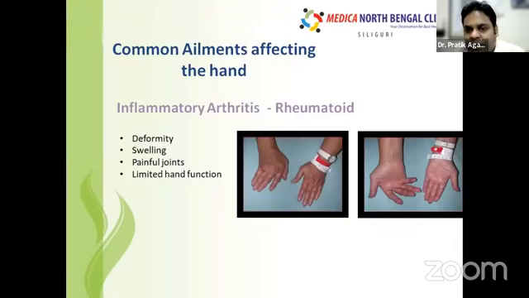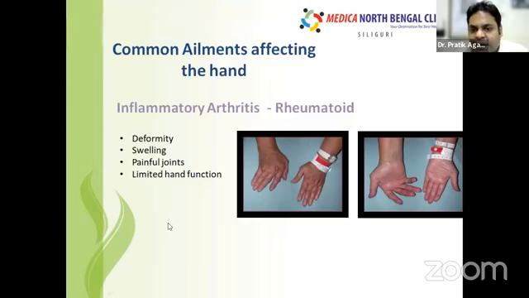Now coming to inflammatory arthritis, which I was already telling you that rheumatoid arthritis is the most common inflammatory arthritis of the hand. It causes different deformities in the hand. There may be swelling, there may be limitation of the movements of the fingers, along with a painful hand. It mainly involves small joints of the fingers. You can see there is also swelling, there is stiffness, there is deformity, and there is even redness.